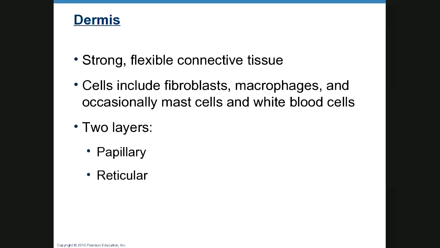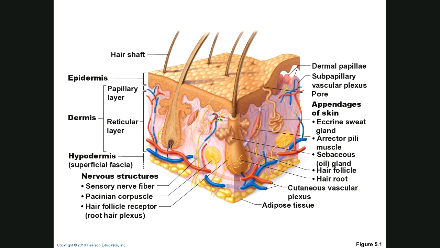Now the dermis, which is underneath the epidermis, strong, flexible connective tissue. Leather is made up of the dermis of a cow or whatever the leather was from. It has connective tissue, which has also fibroblasts, macrophages, mast cells, white blood cells, and it has 2 layers, papillary and reticular. And here again, the papillary, here, reticular is most of the layer.